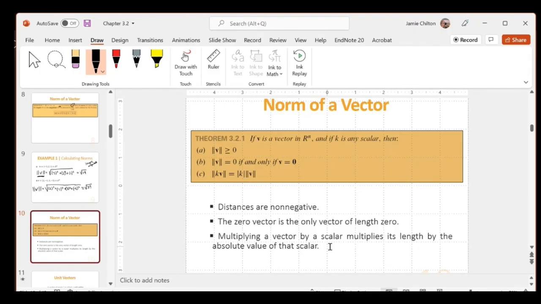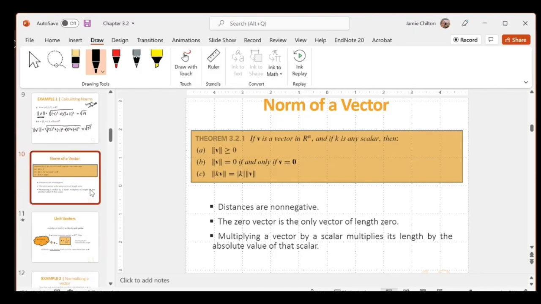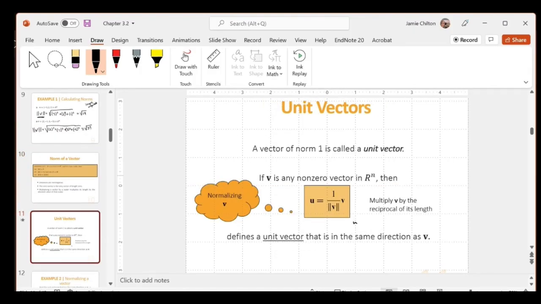So basically multiplying a vector by a scalar multiplies its length by the absolute value of that scalar. So keep that in mind. Then we have this next concept where we're talking about unit vectors. This is something you're going to want to keep in mind. Here we have a vector of norm 1 is called the unit vector. So we know that the square root of all those different sides squared is going to be equal to 1.